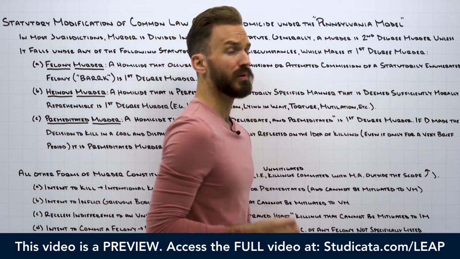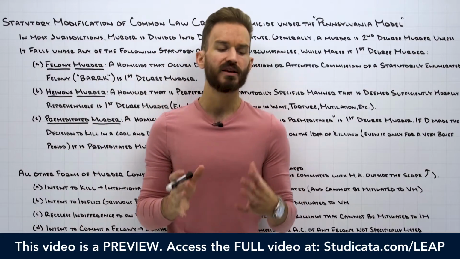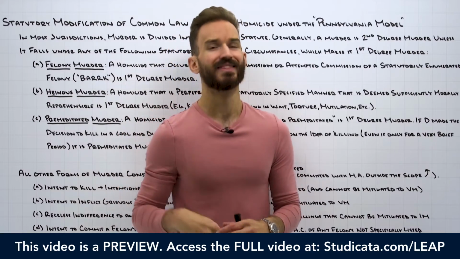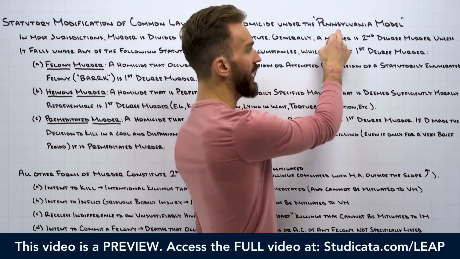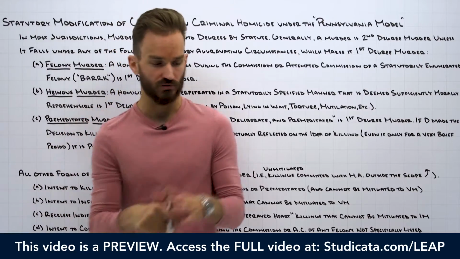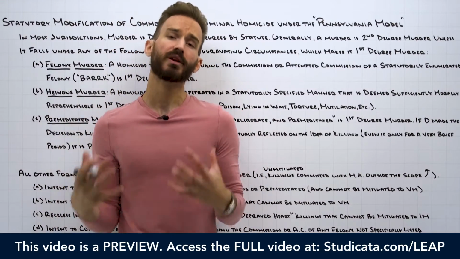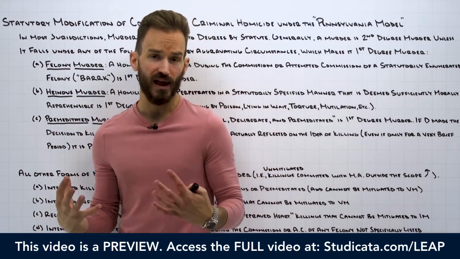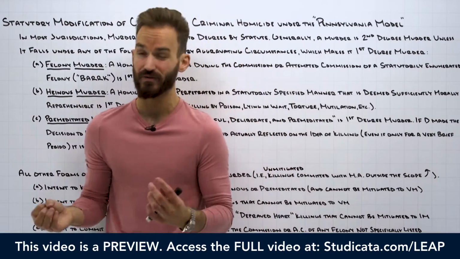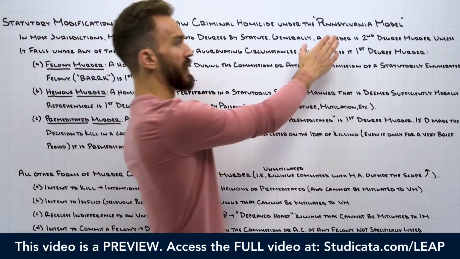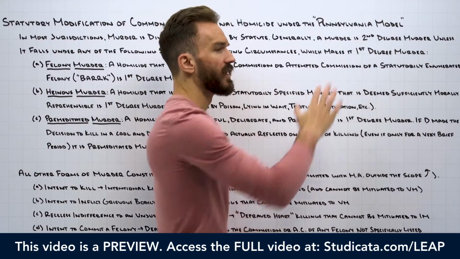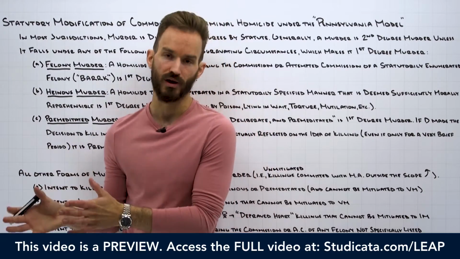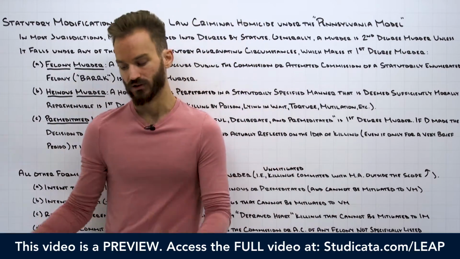The reason we call this the Pennsylvania model is because all of these first and second degree murder statutes are based on legislation that was enacted in Pennsylvania in 1794. So 200 years later, the majority of states are still following various formulations of what Pennsylvania originally enacted in 1794. This is why we call it the Pennsylvania model. It's just another way of saying states or jurisdictions that grade murder by degree: first degree murder and second degree murder.